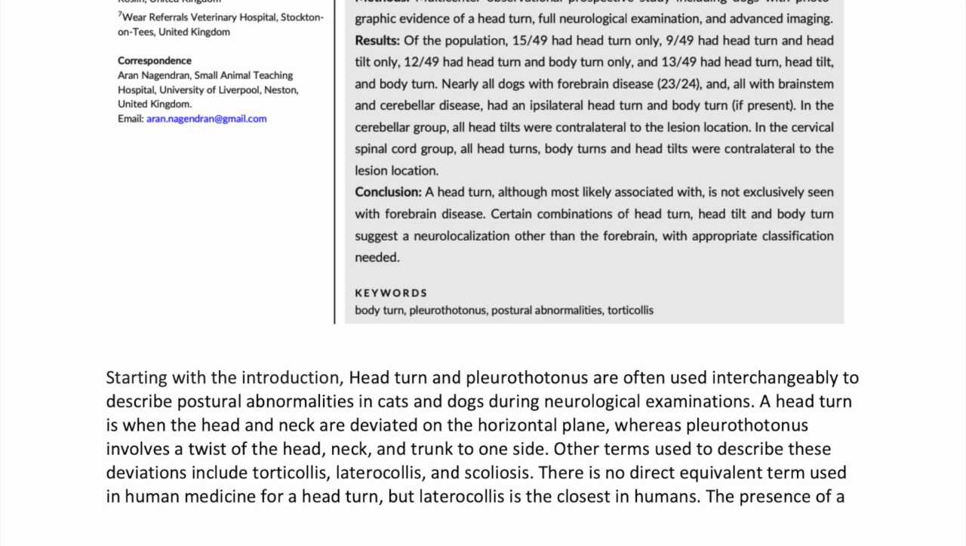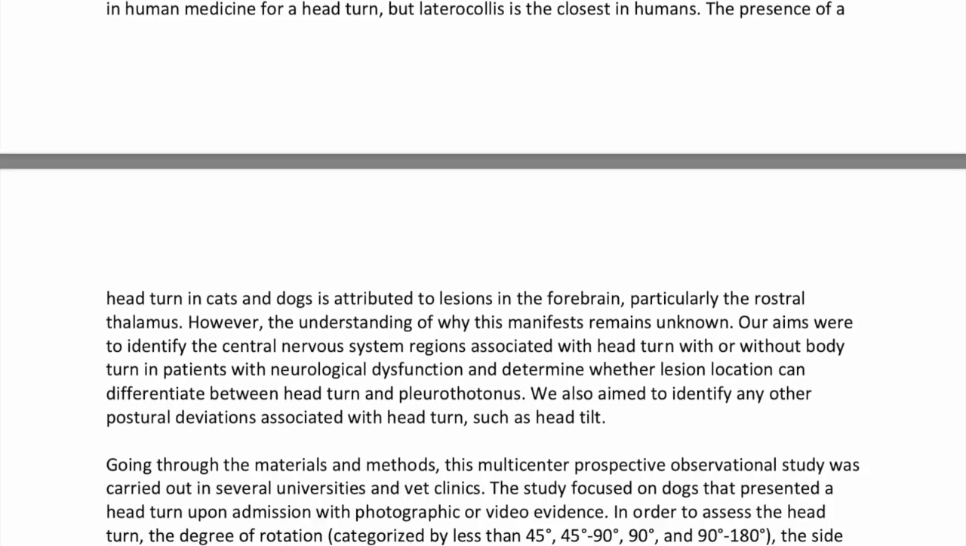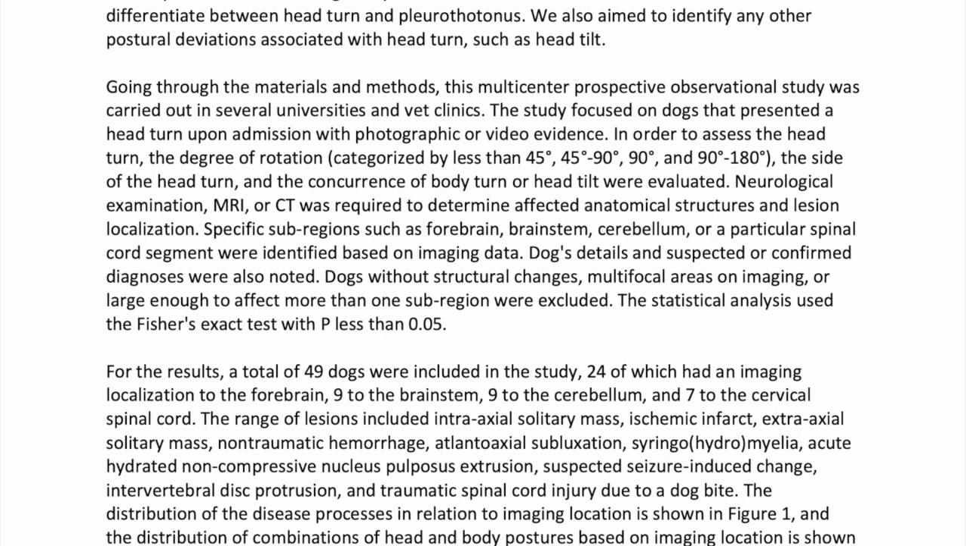Other terms used to describe these deviations include torticollis, laterocollis, and scoliosis. There is no direct equivalent term used in human medicine for a head turn, but laterocollis is the closest in humans. The presence of a head turn in cats and dogs is attributed to lesions in the forebrain, particularly the rostral thalamus. However, the understanding of why this manifests remains unknown.